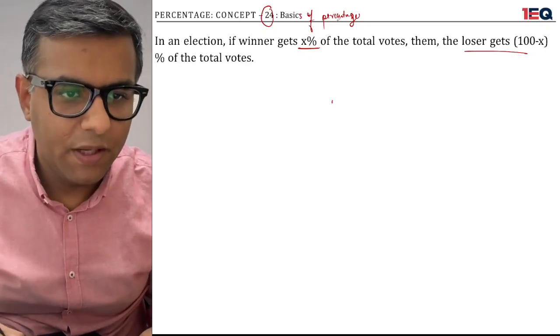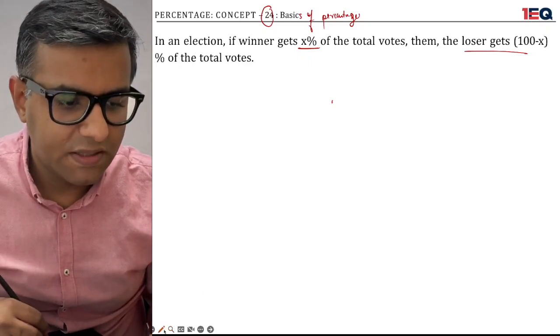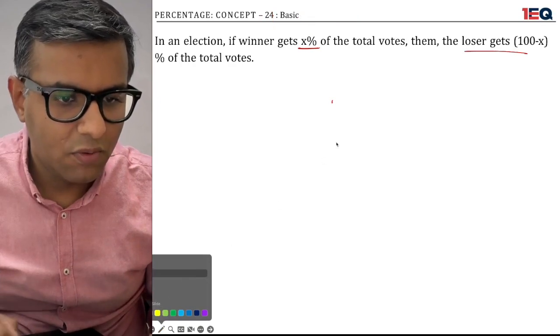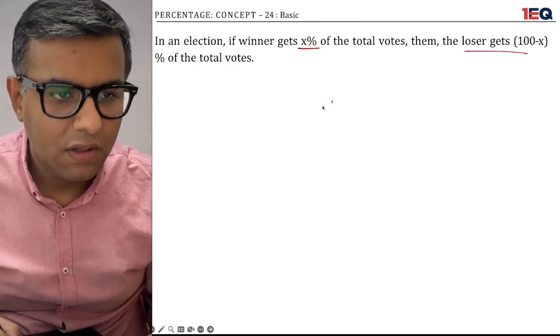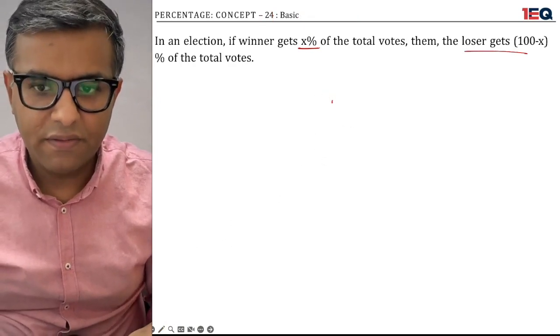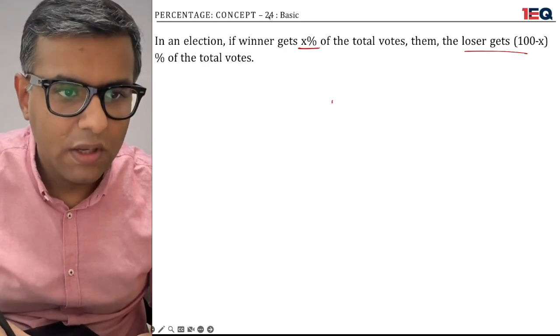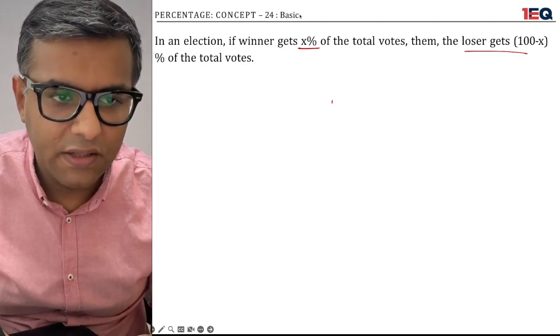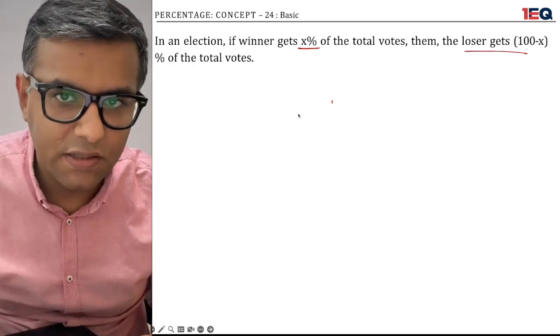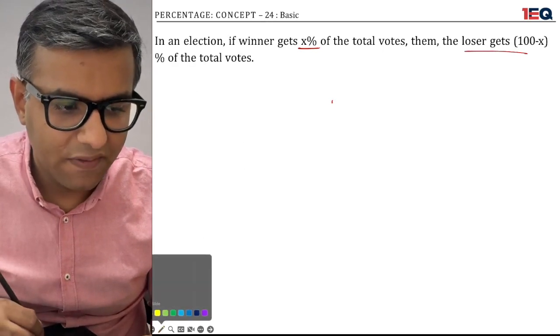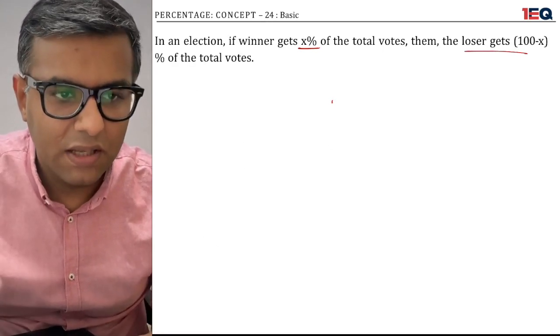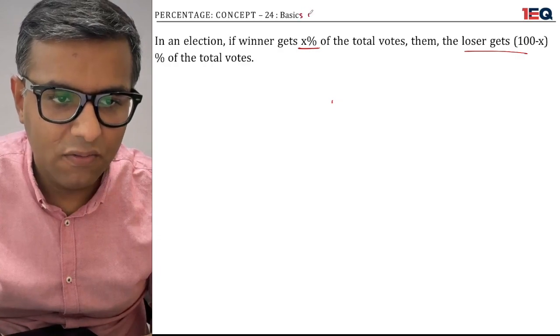Okay, hello everybody. We've already done the basics of percentages now, and most of the work is finished off. The only point that I've left out for now is concept number 24, and this is the basics of elections. So, what happens in any regular election?